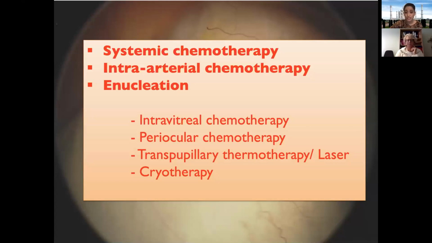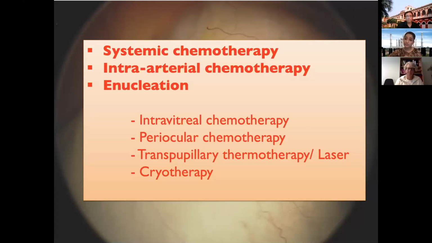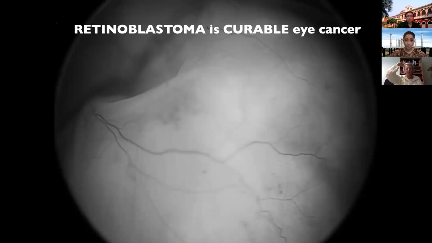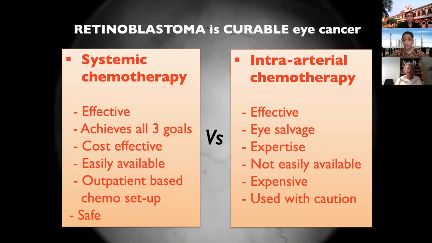So these are my conclusion slides. The primary management of retinoblastoma, which has improved life salvage, vision salvage, and eye salvage, is systemic chemotherapy, intra-arterial chemotherapy, and enucleation. The adjuvant treatments like intravitreal, periocular chemotherapy, transpupillary thermotherapy, and cryotherapy have also aided in improving the outcome in these children. So we all need to know that retinoblastoma is a curable eye cancer.